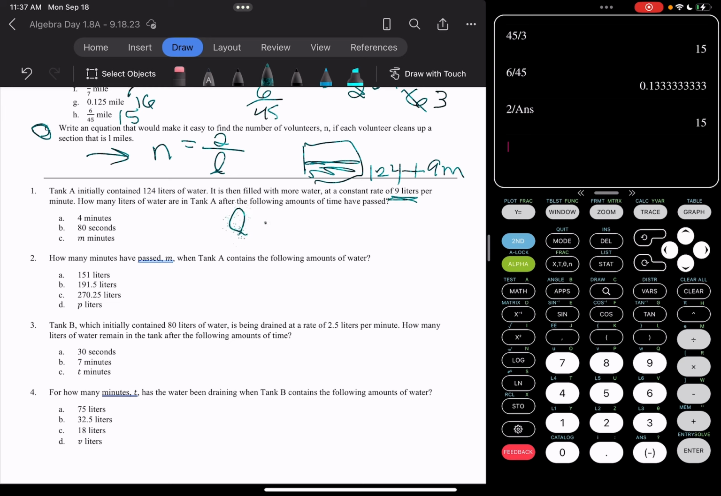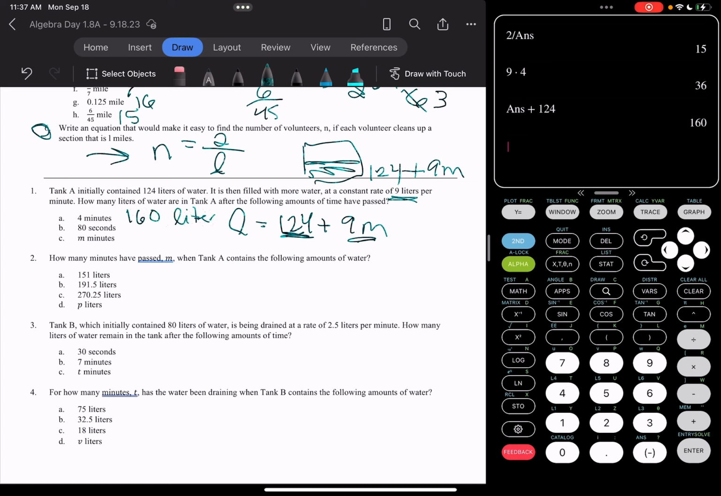The liters of water equals 124 plus 9m. This is our starting amount, and then this is how much it's increasing. It says how many liters of water are in tank A after the following amounts of time have passed. So after 4 minutes, well, we're going to say 9 times 4 is 36, plus 124 is going to give you 160, so there'll be 160 liters.